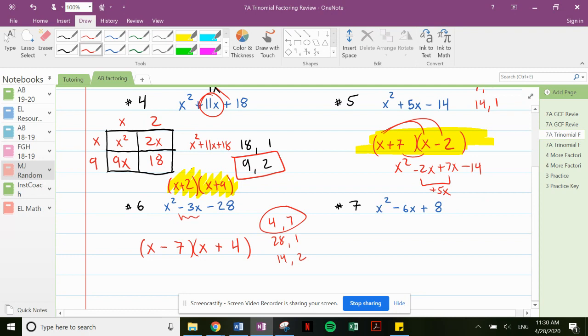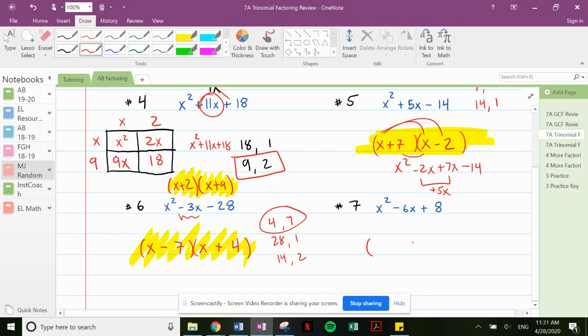-7 times 4 is -28. -7 plus 4 is -3. So the middle term would be -3x. And there's my final answer. Again, you could write that as x plus 4 times x minus 7, as long as the 7 is negative and the 4 is positive.